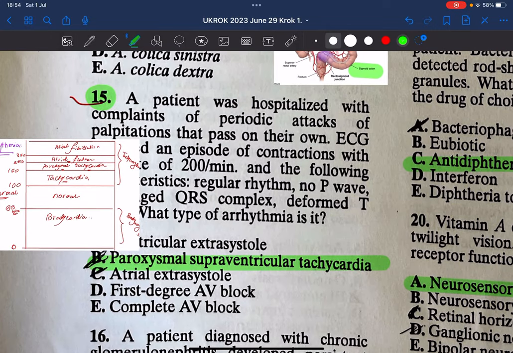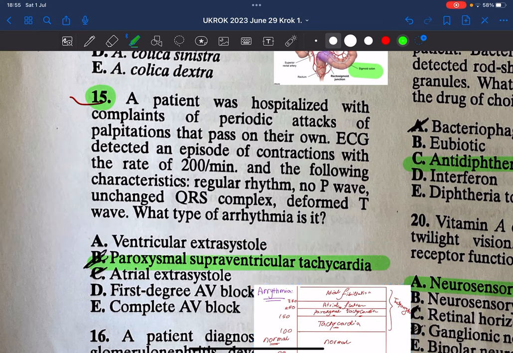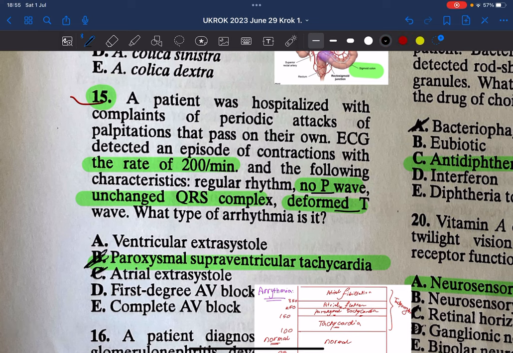Here I have a question about arrhythmia, and the question says that we have a heart rate of 200 per minute and a regular rhythm, no P wave, unchanged QRS complex, deformed T wave. So basically, I think that no P wave and deformed T wave means that the heart rate is very fast, to the point that we can't distinguish the P wave. It's merged with the T wave because there is tachycardia, and this tachycardia is paroxysmal supraventricular. It's like above the ventricle in origin.